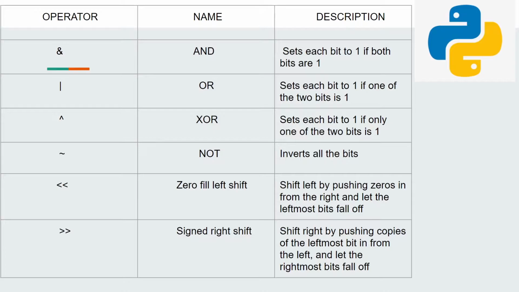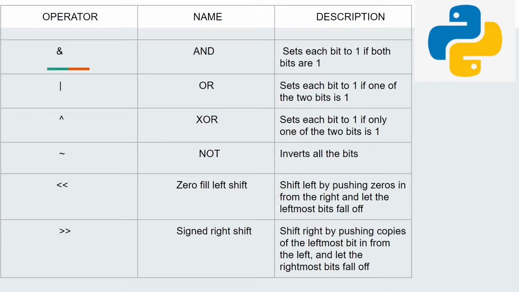The next operator we have is the OR operator, which sets each bit to 1 if one of the two bits is 1. If either one of the bits is 1, then it's fine, so the output will be 1. The next operator is the XOR operator, which sets each bit to 1 if only one of the two bits is 1. Next we have the NOT operator. It inverts all the bits. So for example, if your input is 1, the output would be 0. So it's just the reverse of what you have given as the input.